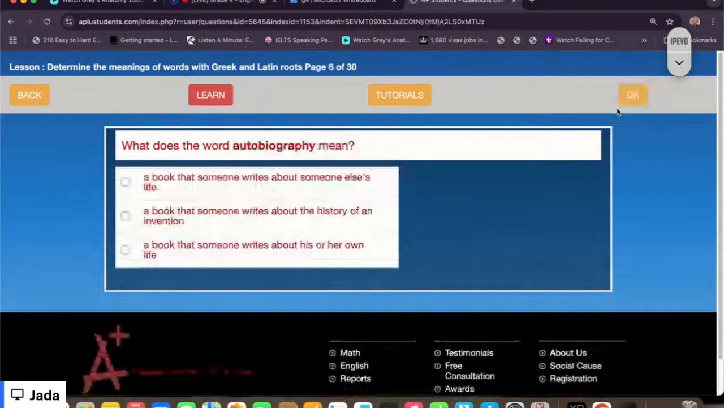So we have autobiography. A book that someone writes about someone else's life, a book that someone writes about the history of an invention, a book that someone writes about his or her own life. What do you think is the right answer for autobiography?